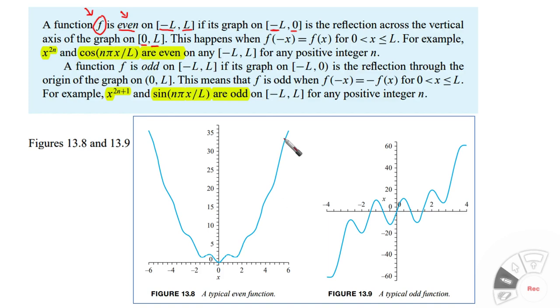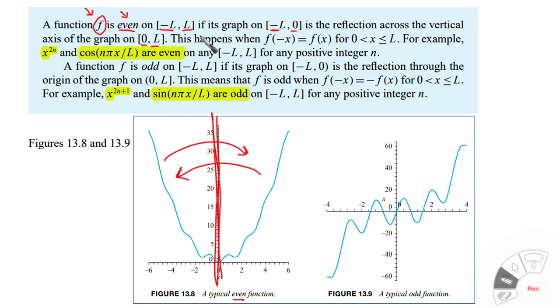Let's look at this figure here, figure 13.8. This is a typical even function. Look at this function. You can easily tell that this function is like a mirror on this vertical axis, right? So this is like a mirror on the vertical axis.